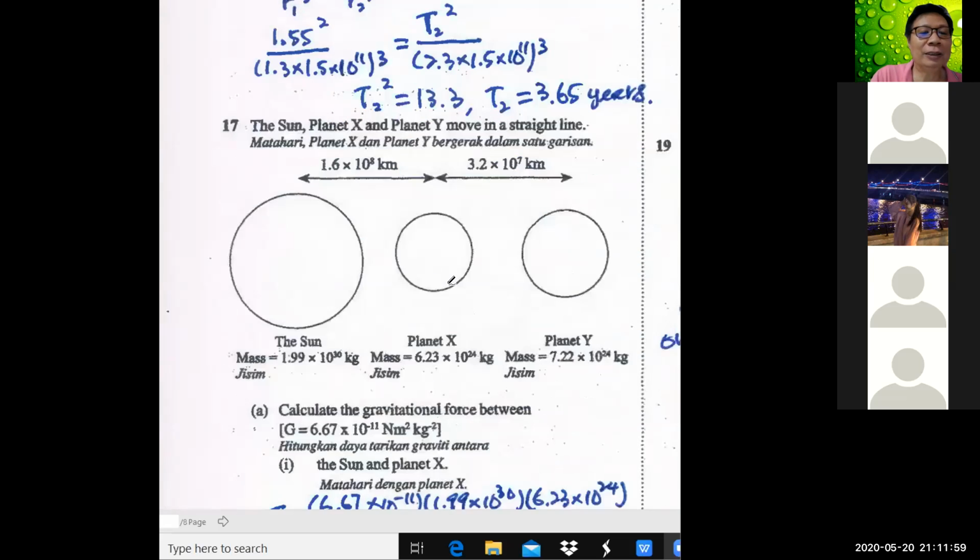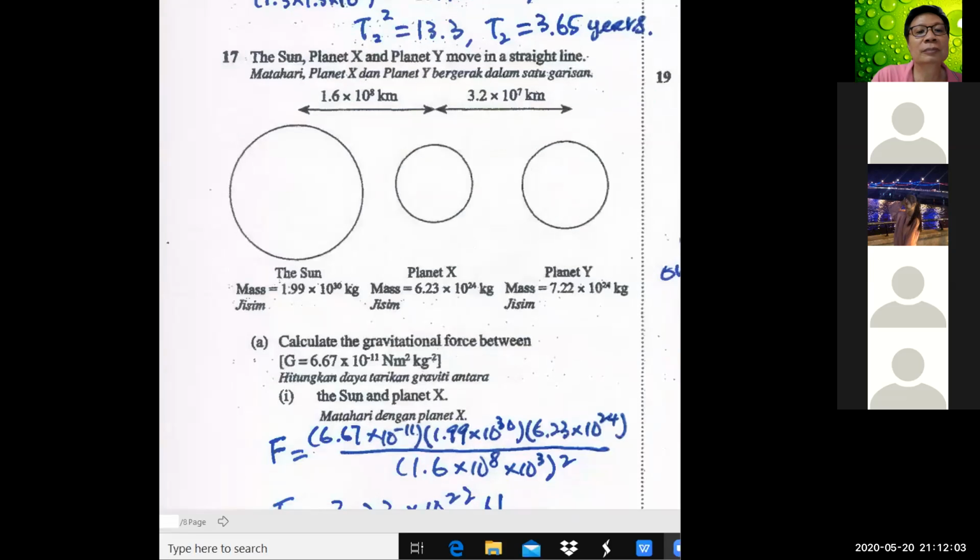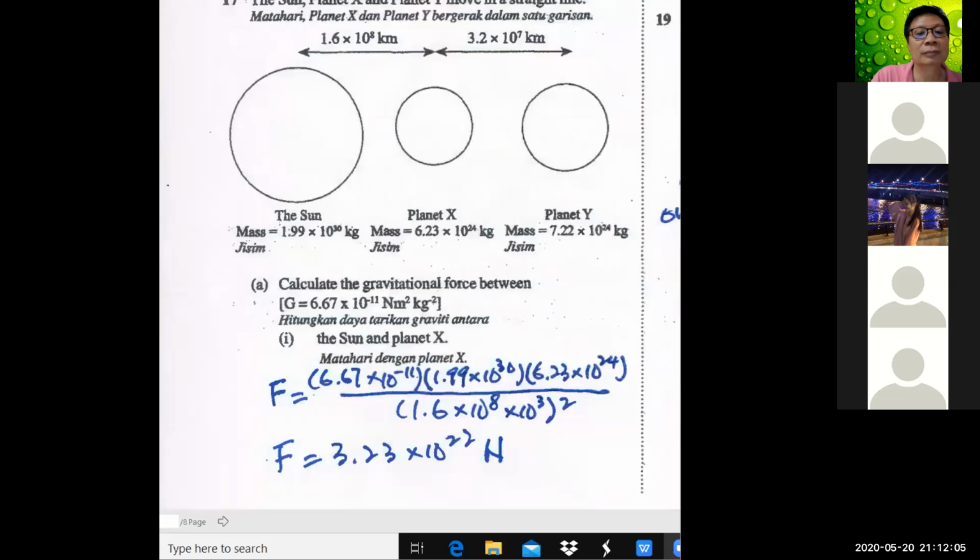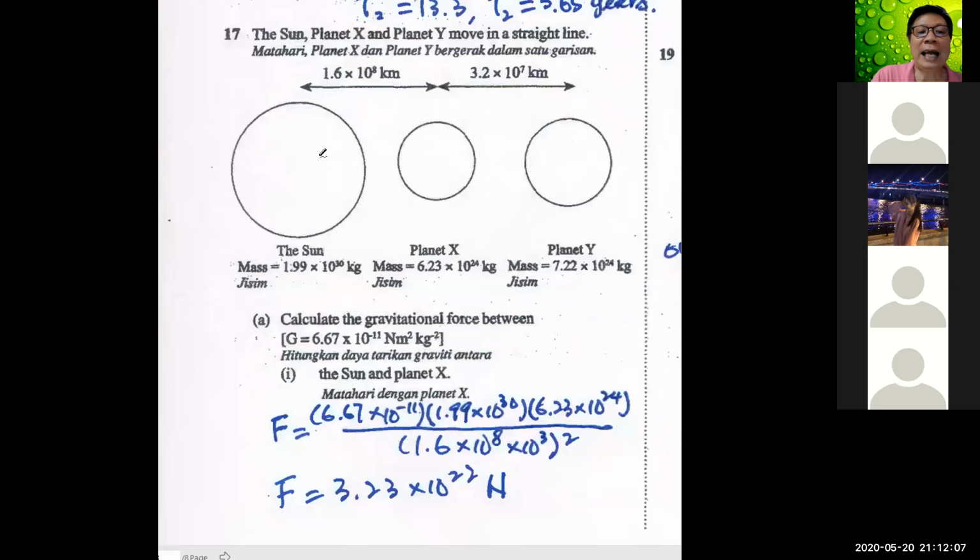Number 17. The sun is here, planet X, planet Y. The distances are given, and also all the masses are given: the mass of the sun, the mass of planet X, planet Y. Calculate the gravitational force between the sun and X, between these two.